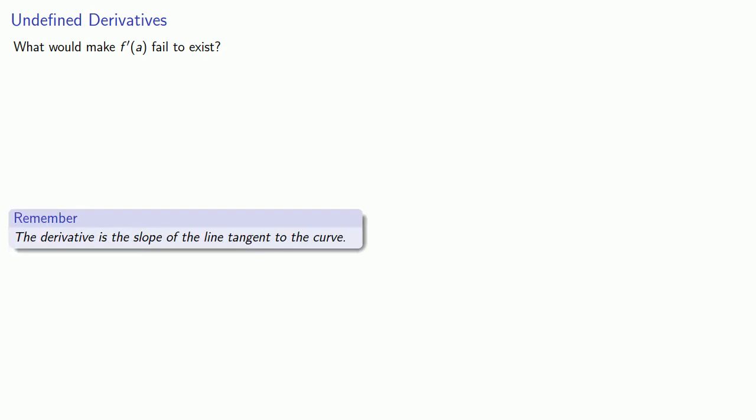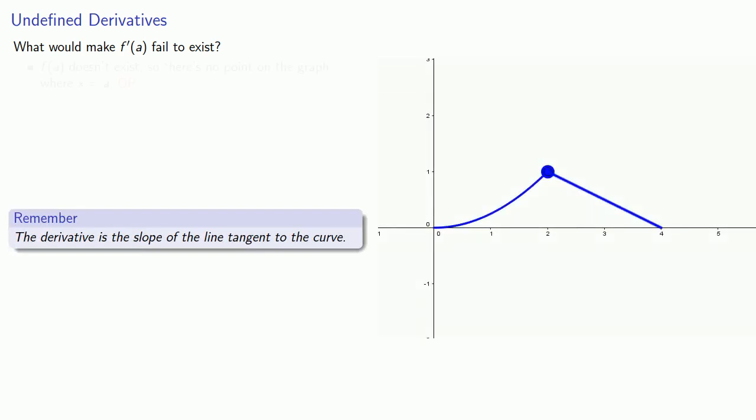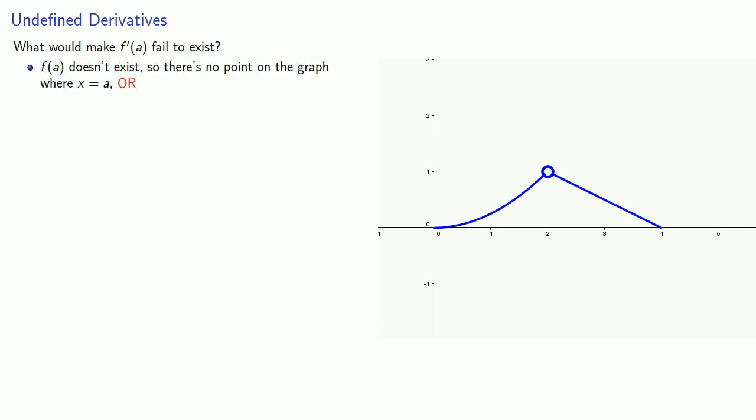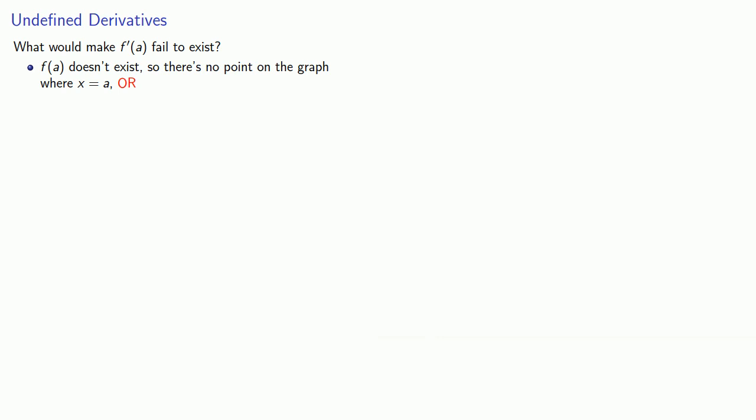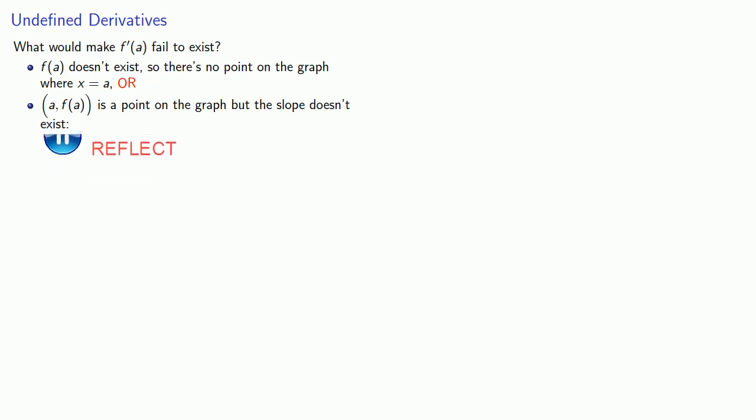Another important possibility for the derivative is that the derivative might not be defined. And so we might ask ourselves, what would make f prime of a fail to exist? So remember that f prime of a is the slope of the line tangent to the graph at x equals a. So one possibility is that f of a doesn't exist, so there's no point on the graph where x is equal to a. Or another possibility is that there is a point on the graph, but the slope of the tangent line doesn't exist. And if the slope of the tangent line doesn't exist, that means the tangent line is vertical.